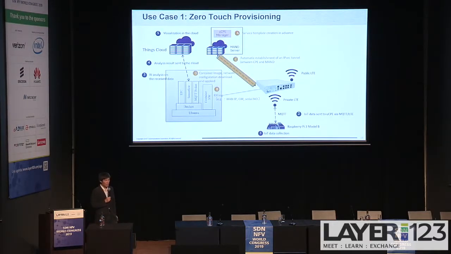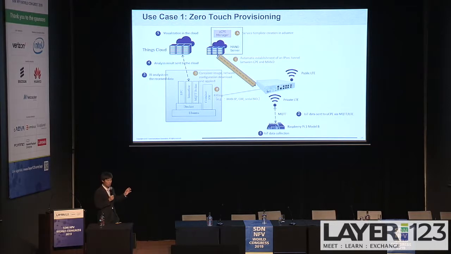Just to give you two quick use cases here. The first is zero-touch provisioning. What we provide here is just a very simple example. First of all, as I showed here, the IoT data will be collected on some kind of sensor. Then it will be sent to the UCP box via private LTE at the current moment. And in the future, we will provide 5G, and it will be sent via 5G technology.